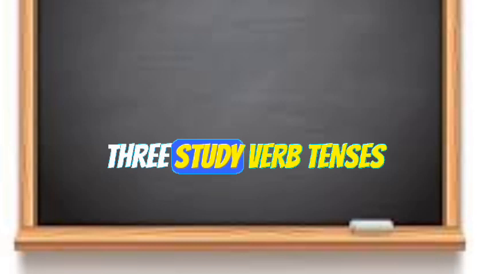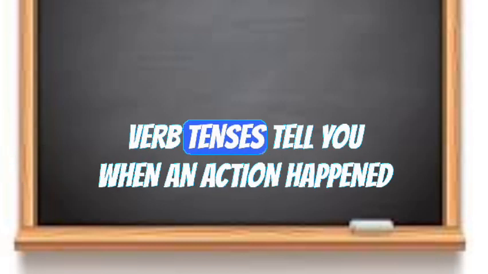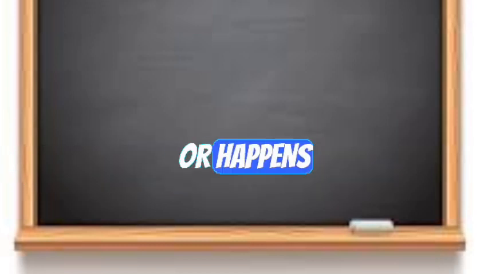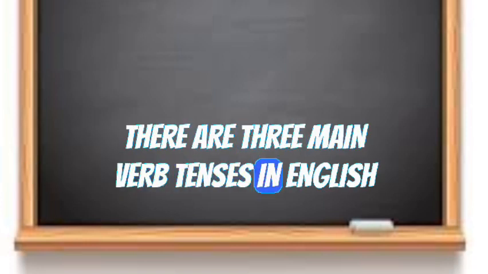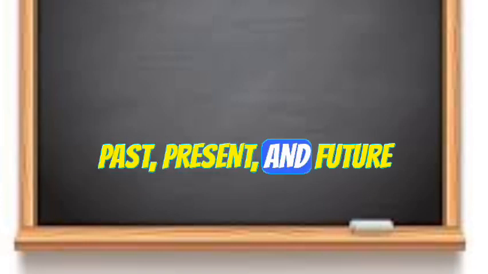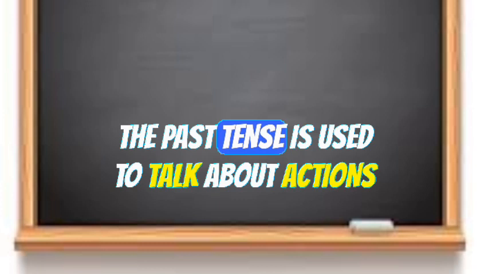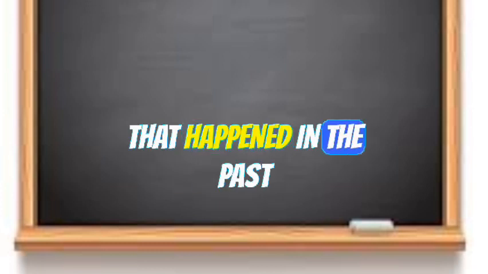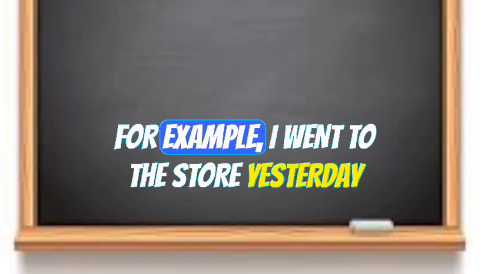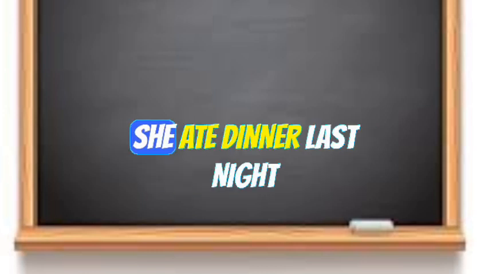3. Study verb tenses. Verb tenses tell you when an action happened or happens. There are 3 main verb tenses in English: past, present, and future. The past tense is used to talk about actions that happened in the past. For example, I went to the store yesterday. She ate dinner last night.